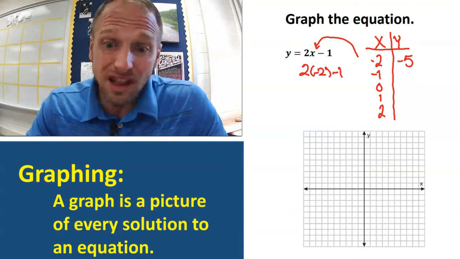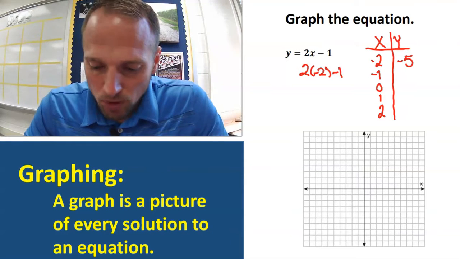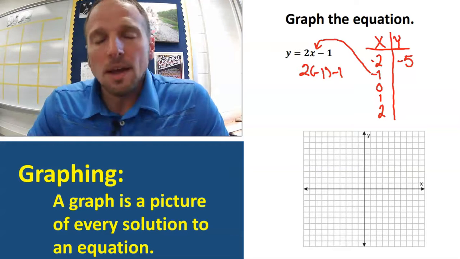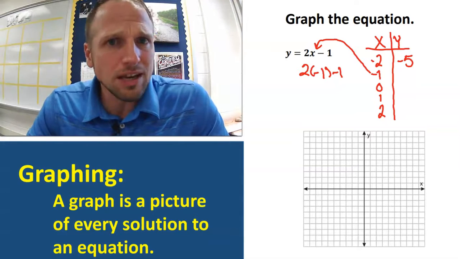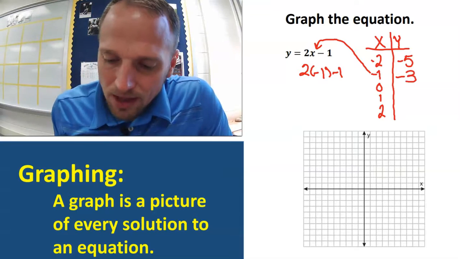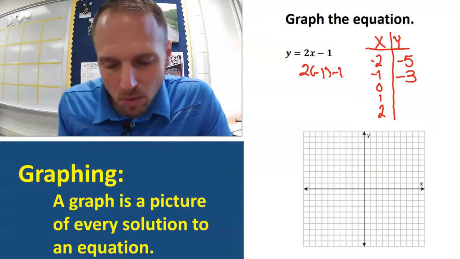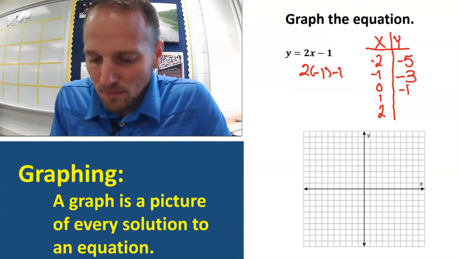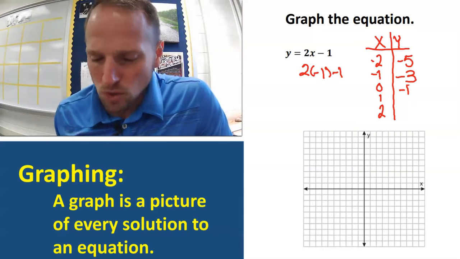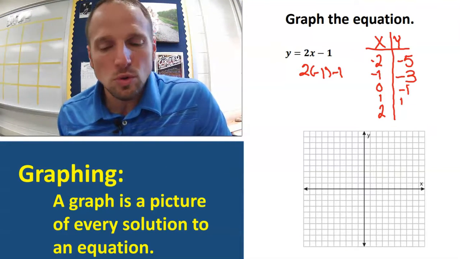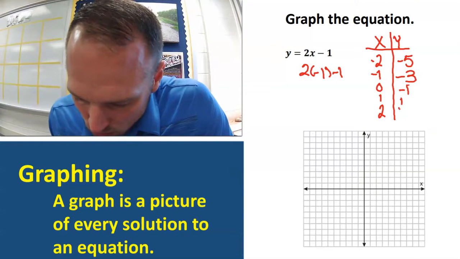But like I said, there's lots of different answers for this. What if we put negative 1 in there for x? So I'd have 2 times negative 1 minus 1. 2 times negative 1 is going to be negative 2, minus 1 is going to be negative 3. Okay? And let's continue to do the same thing for 0, 1, and 2. If I put 0 in for x, 2 times 0 is 0, minus 1 is going to be negative 1. And if I put 1 in for x, 2 times 1 is 2, minus 1 is positive 1. If I put 2 in, 2 times 2 is 4, minus 1 is 3.